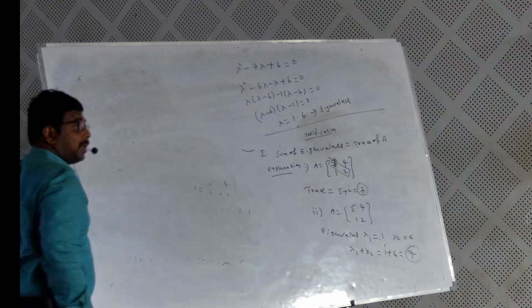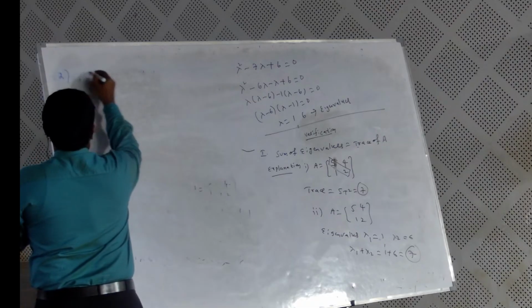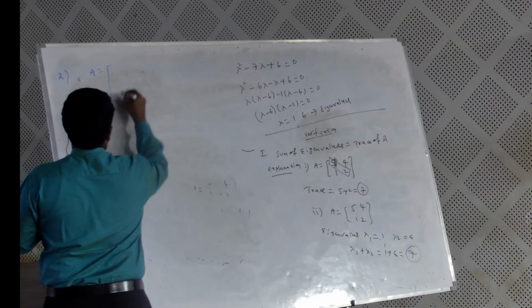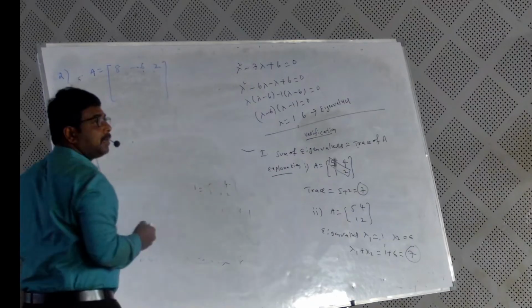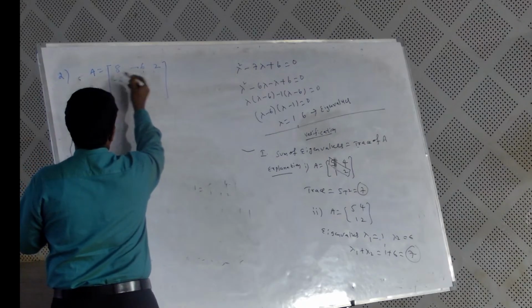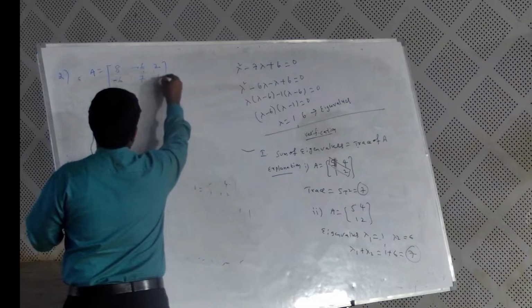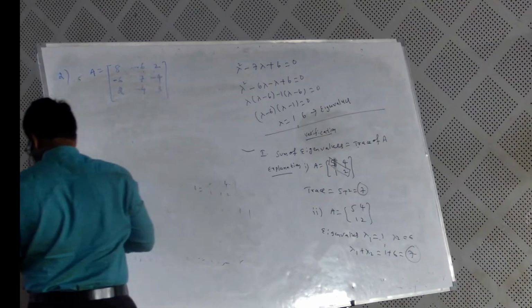You want elements A equal to 8 minus 6 2, minus 6 7 minus 4, 2 minus 4 3.